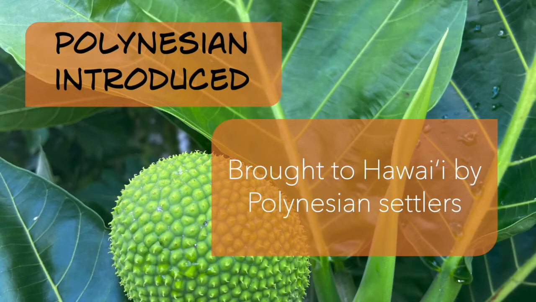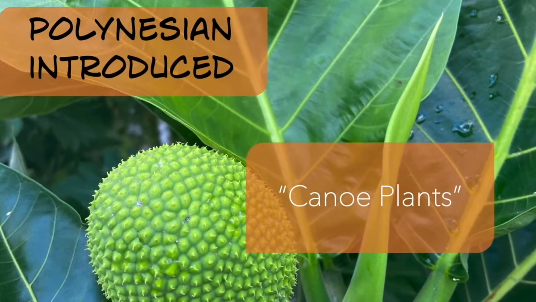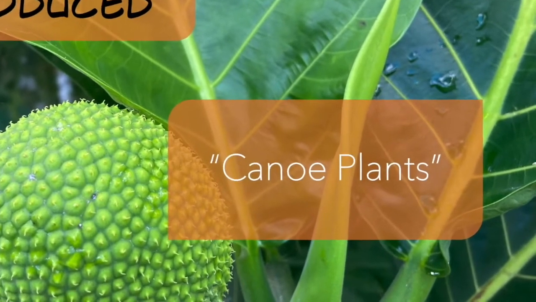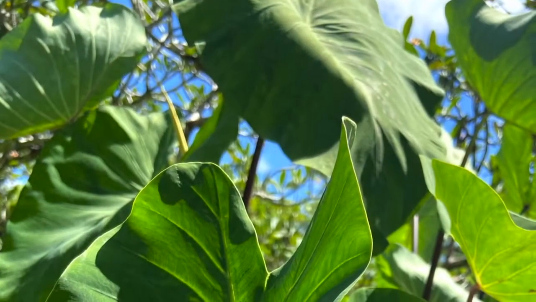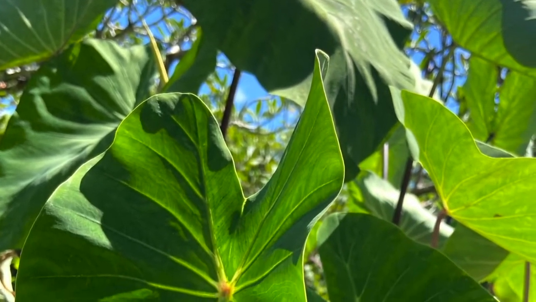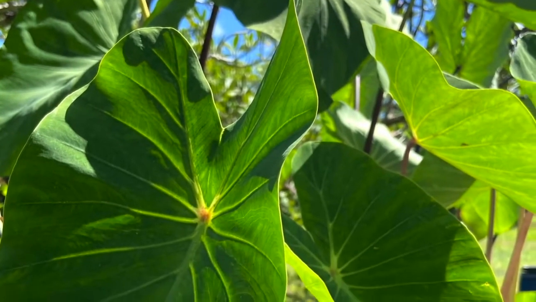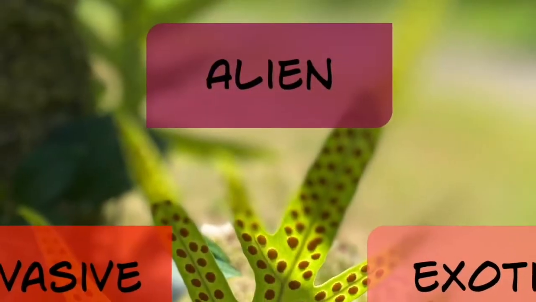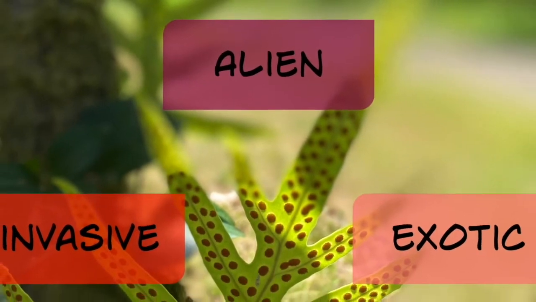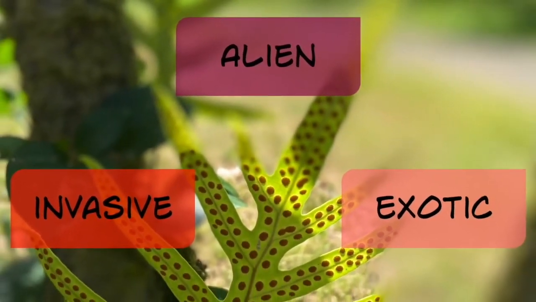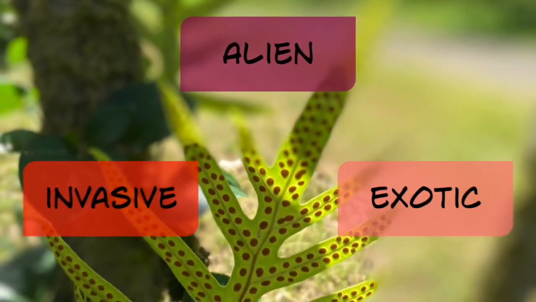Because these voyagers traveled by vaʻa or canoes, these plants are often referred to as canoe plants. Many of these plants are edible or have multiple uses critical to survival. Now let's take a look at species that were introduced after Western contact. The alien category can be broken down further into invasive and exotic species.